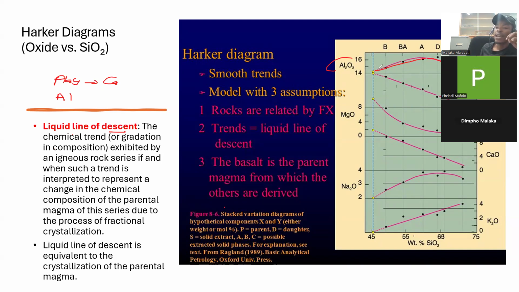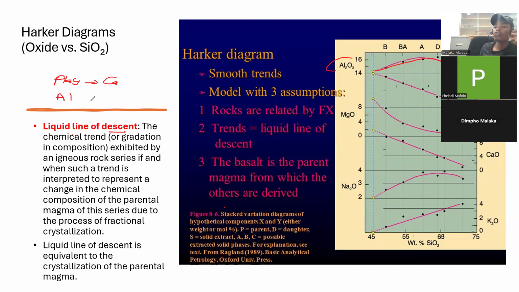Initially it increases first because you are using up more of the calcium, which is the major component in the plagioclases. The aluminium increases because we are not using this aluminium. But with time, because you are using more of the calcium, the plagioclase crystallization will decrease or be depleted, and then the aluminium will start to be used up.